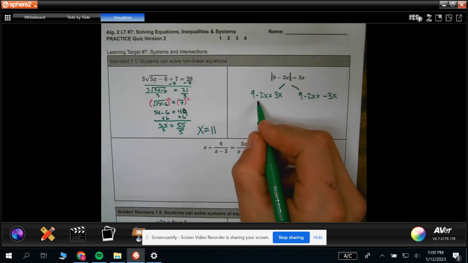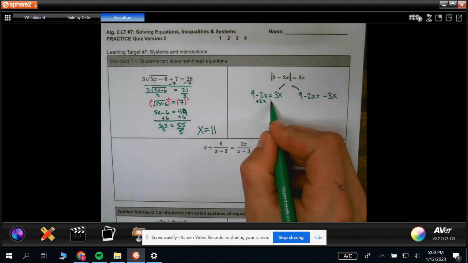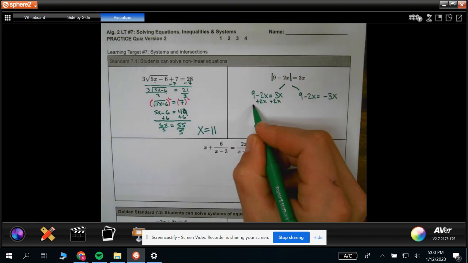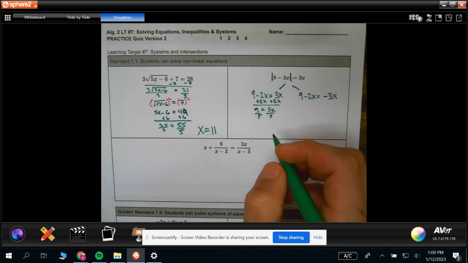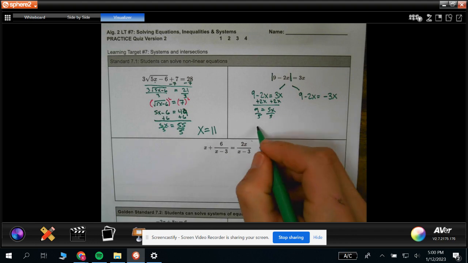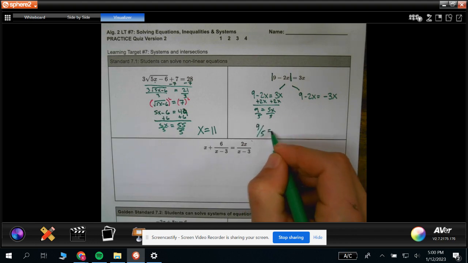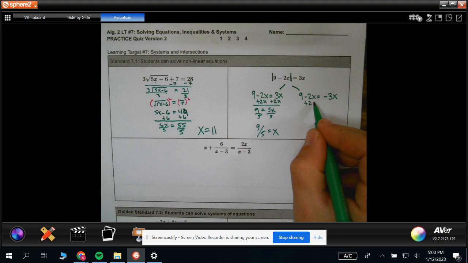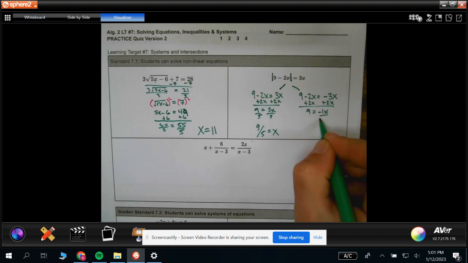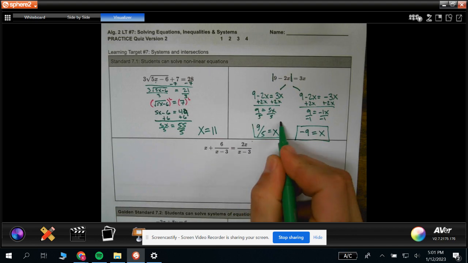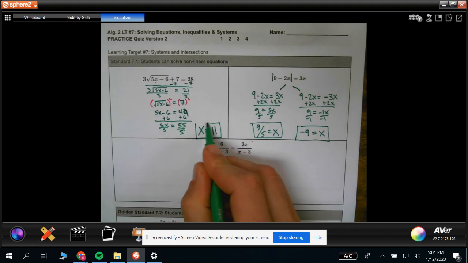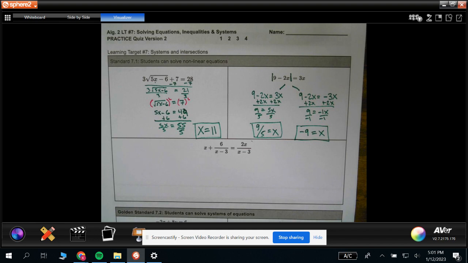Now let's solve both. All right, let's add 2x to both sides. And we're going to get 9 equals 5x. Divide by 5, divide by 5. And we are going to get 9/5 equals x. On this side, do the same thing. Add 2x to both sides. We're going to get 9 equals negative 1x. Divide by negative 1, or negative 9 equals x. Those are our 2 answers right there. Okay, great. First 2 down.